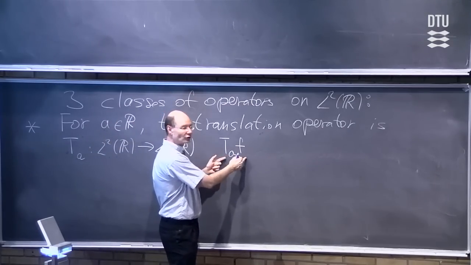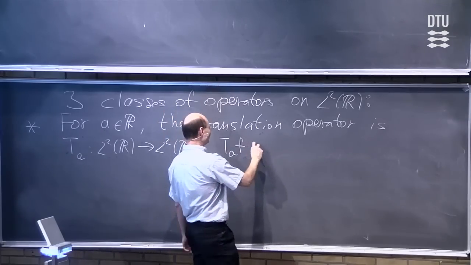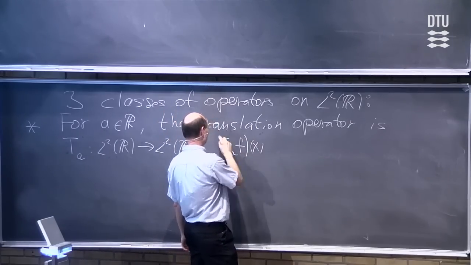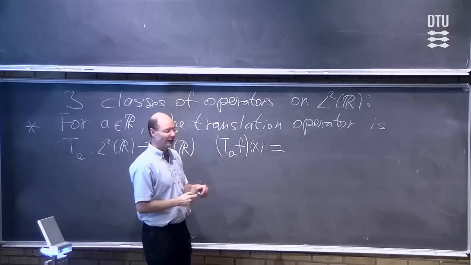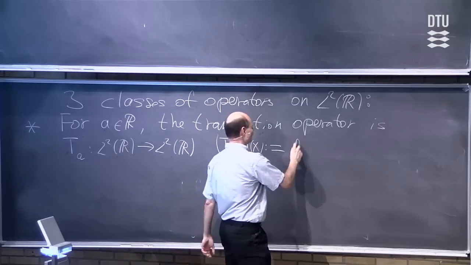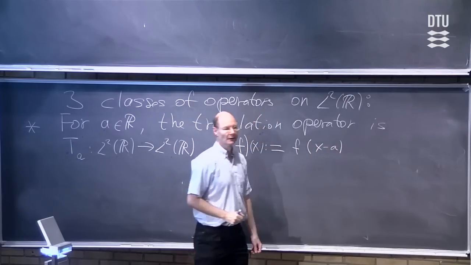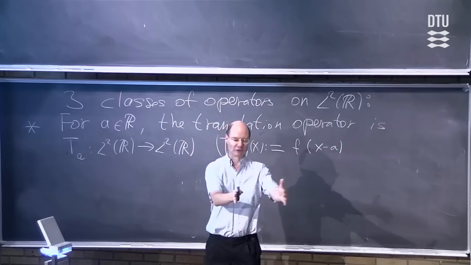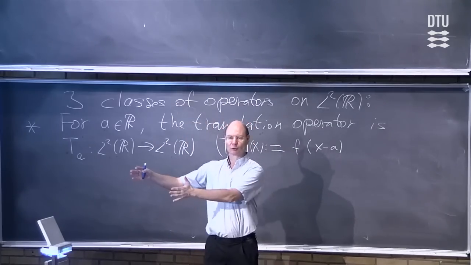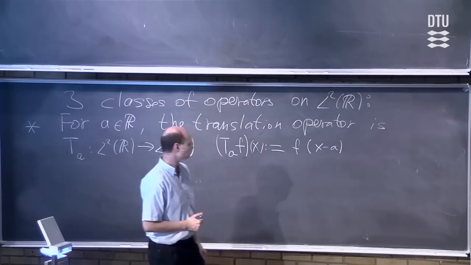That means we want T_a f to be another function in L2. That means we need to tell what should be the value of this function in a point x. And the way this is defined is to say the function value of T_a f in the point x should simply be f evaluated at the point x minus a. So you can see what the operator does. It takes the function and just moves it to one side or to the other side, depending on the sign of the number a.